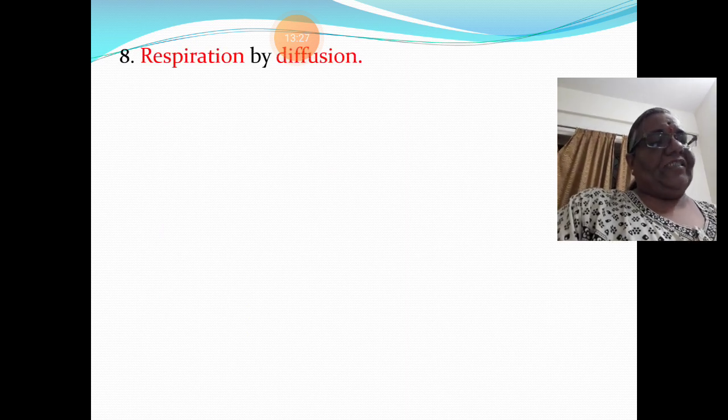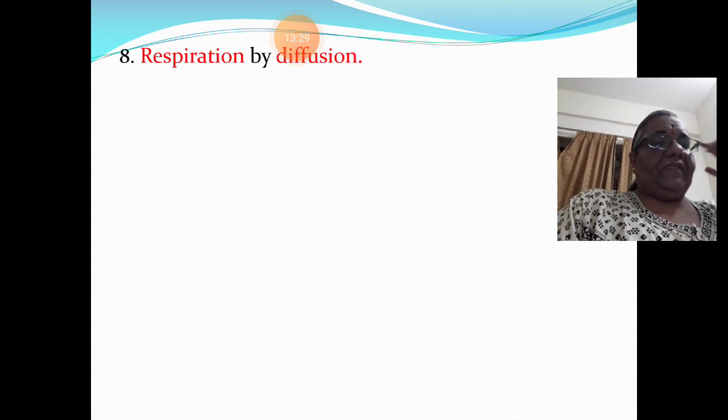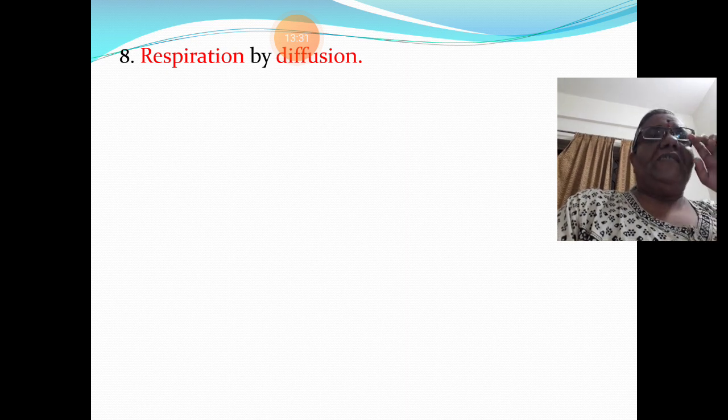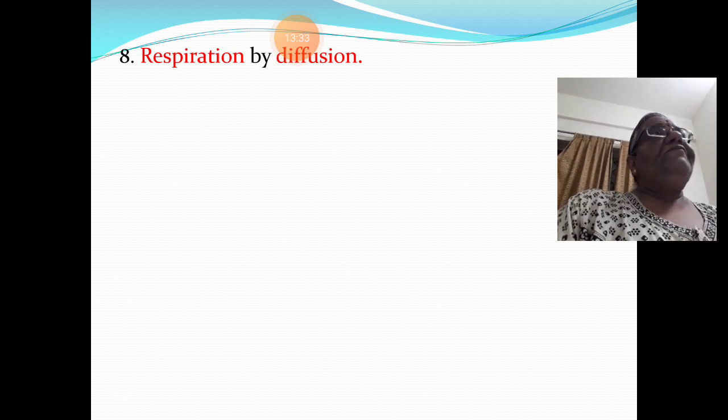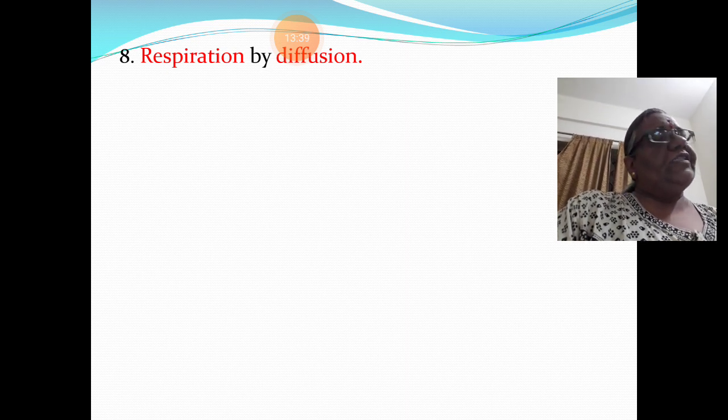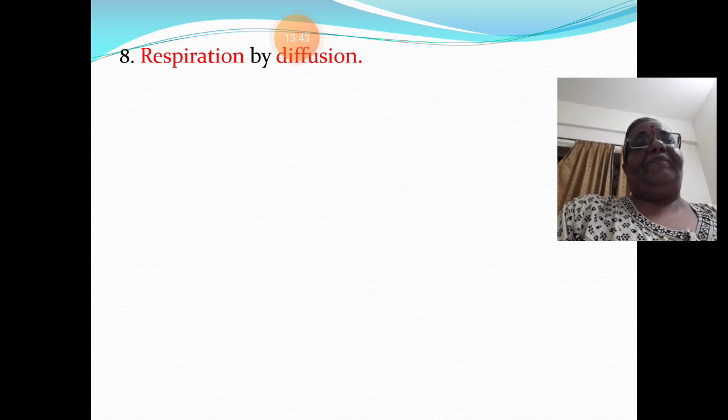Then, next character, respiration. Respiration takes place by diffusion. See, basically most of them are aquatic. Respiration, that is exchange of gases, takes place by diffusion.